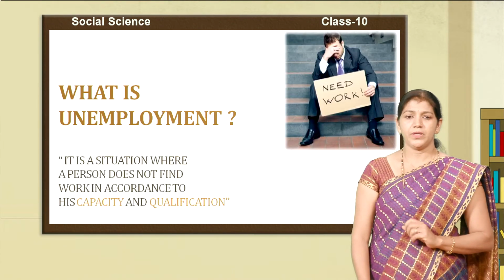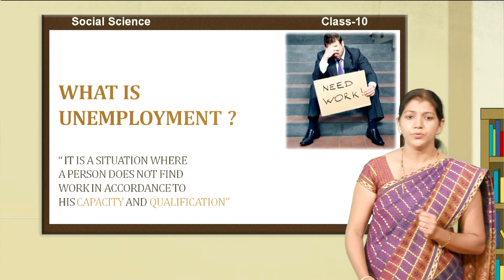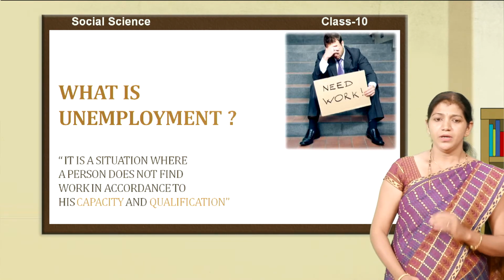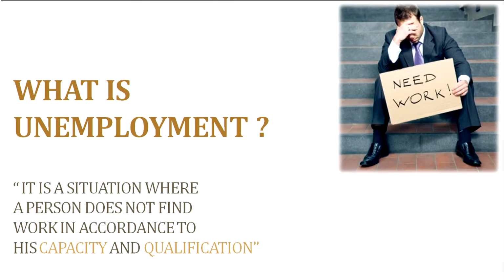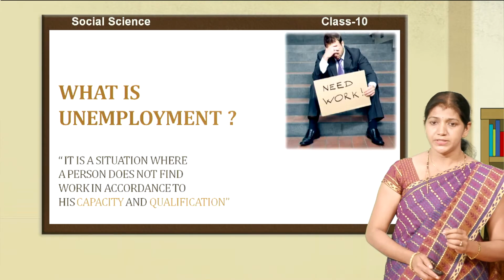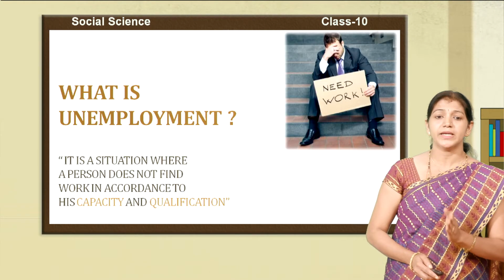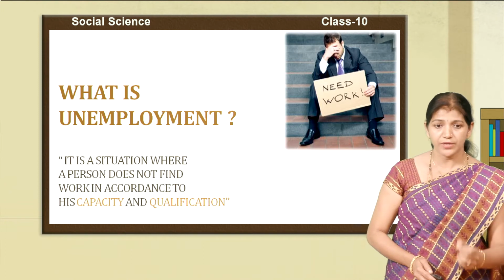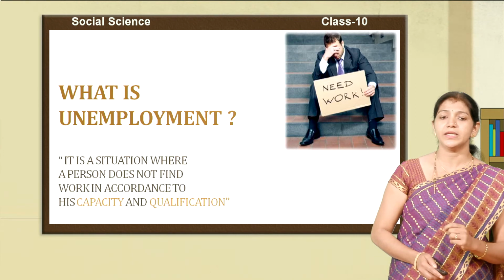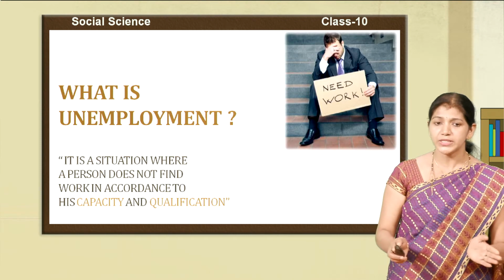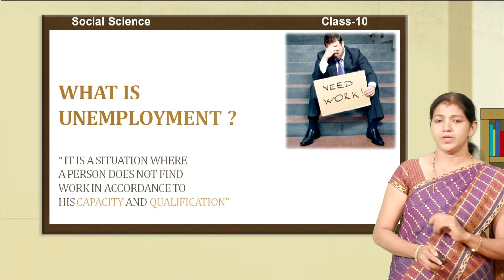Let us see one by one what the problems of India are and how we can find some solutions. The first problem is unemployment. What is unemployment? It is a situation where a person does not find work according to his capacity and qualification. It means people are not getting jobs, though they are qualified. He has the capacity to work, but he is not getting a proper job. This situation is known as unemployment.